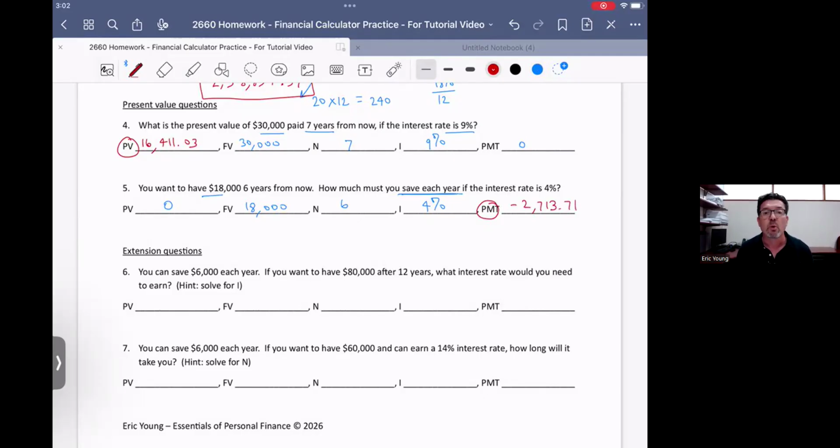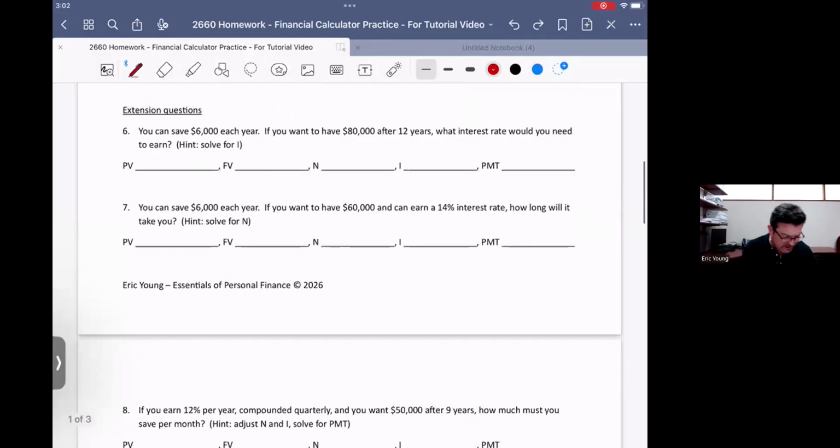Well, it means that if you were to put $2,713.71 into an account every year for the next 6 years, and that account grew at 4%, that would generate $18,000 in that time. Okay. Also notice that it's a negative sign. This is because you have to put the money out to get the 18 grand in later. Okay. Let's do some extension questions.